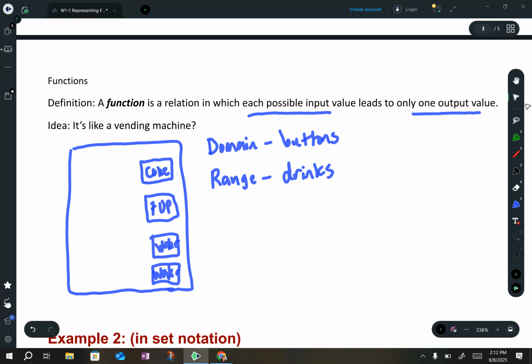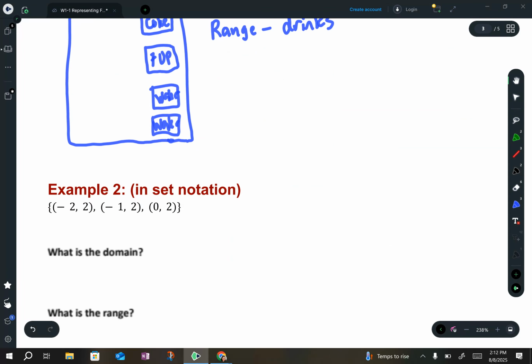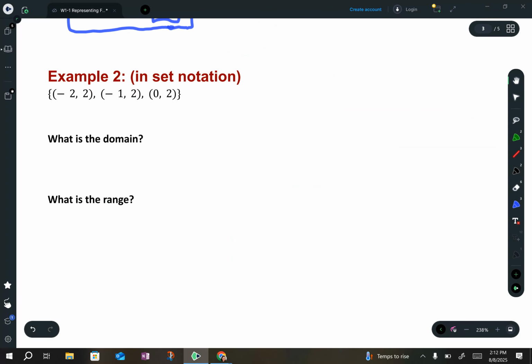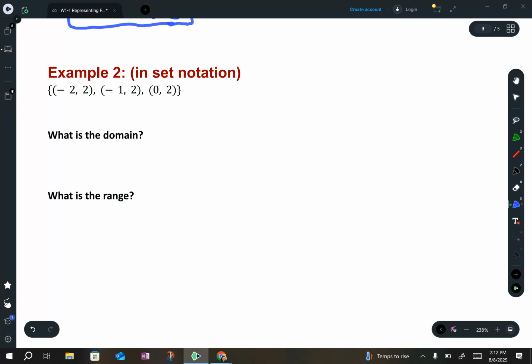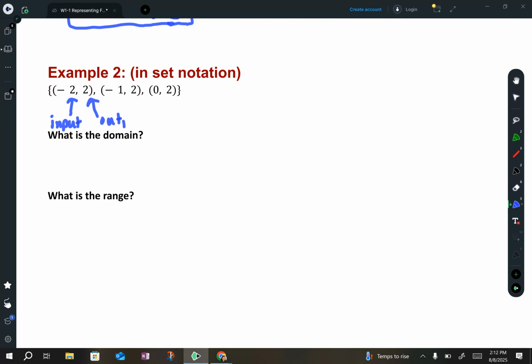Let's look at another example using set notation. So here is my relation in set notation. This might be new to some of you. The first value in the ordered pair is going to be the input. So my input is the first value in the ordered pair. And the second value in the ordered pair is the output. So this tells me if I put input of -2, I get output of 2. If I put input of -1, I get output of 2.